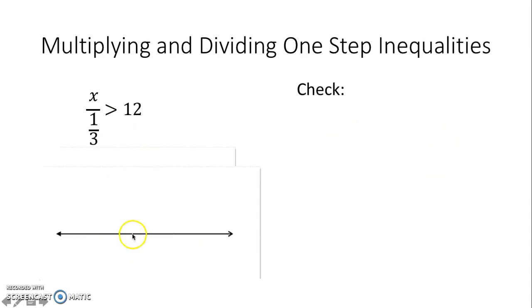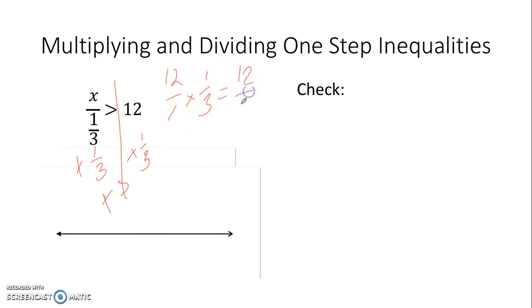Okay, the same thing happens with fractions, or if it's positive, you do not have to flip the sign. So let's take a look. x divided by 1/3 is greater than 12, so we need to multiply by 1/3 on both sides. x is greater than, it's a positive 1/3, so we don't flip the sign. 12 times 1 is 12. 1 times 3 is 3. 12 divided by 3 is 4.